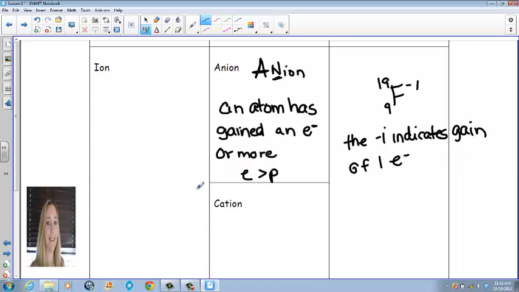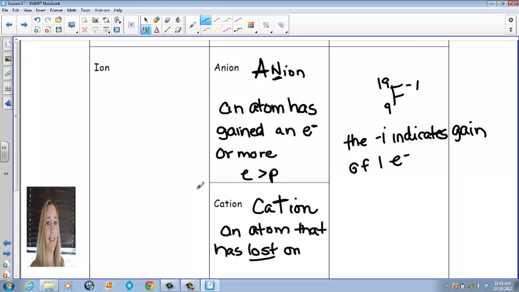Okay, so cation is going to be positively charged, so a good way to remember this is this little t looks like a plus symbol. Okay, so cations, an atom that has lost a negative charge to become more positive. So it has lost one or more electrons.